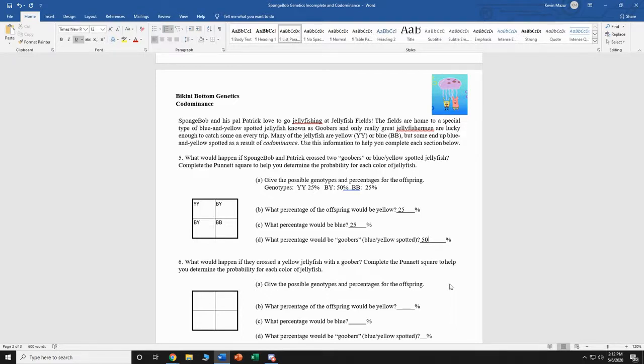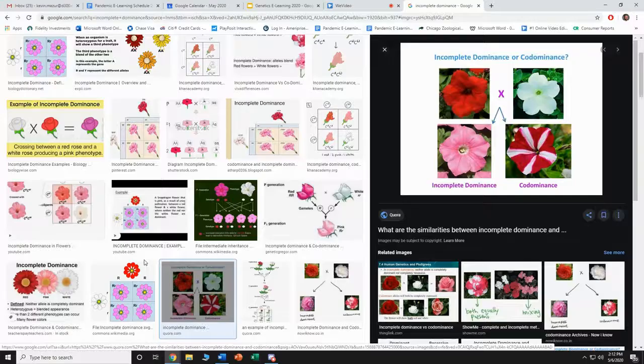I want to show you one last thing before we're done. I saw this before and I thought this was helpful, if you're having a hard time with incomplete dominance or codominance. If you cross a red and a white flower and it looks like this, that's incomplete dominance. It's a blend. Also, if you cross a red and white flower and it looks like this, that is codominance. See how it's splotchy? It's not a full blend like it was with incomplete dominance. Hopefully that might make things a little bit easier. So I wanted to share that with you before I go.